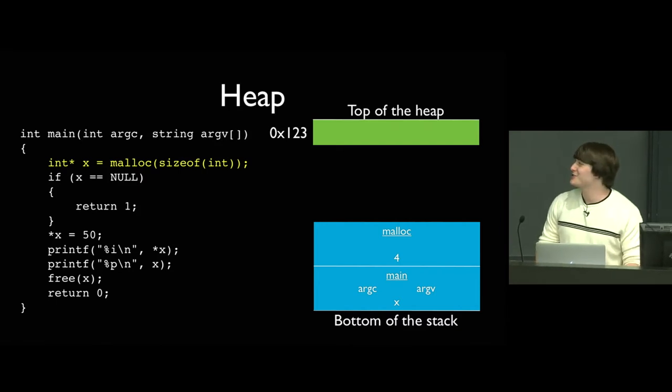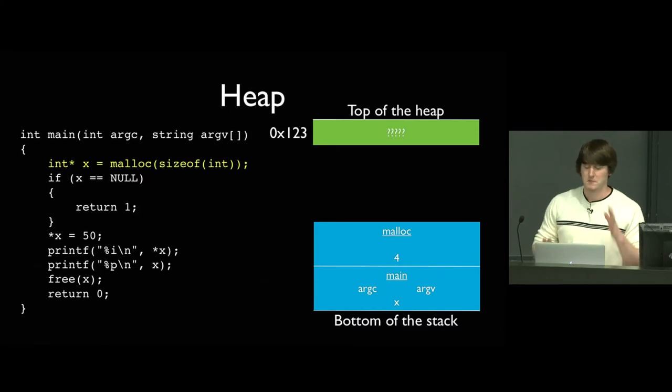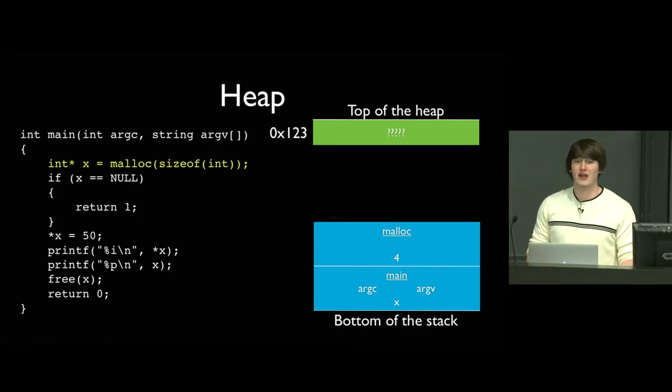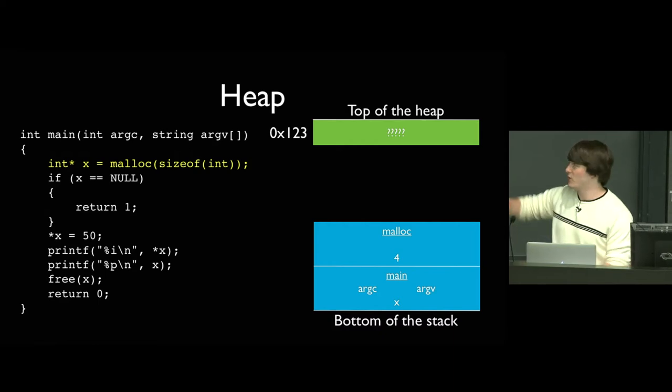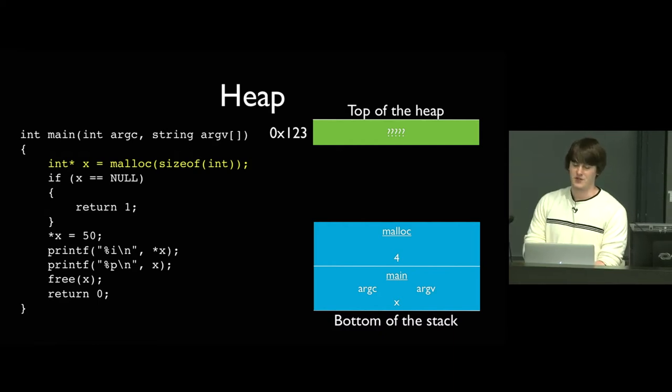So what is actually inside of that region of memory at address 0x123? Garbage. We have not stored anything in it, so as far as we know, it could be anything. You shouldn't assume it's 0. It's most likely not 0.